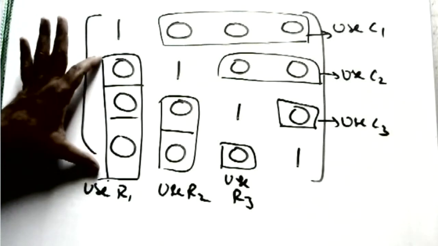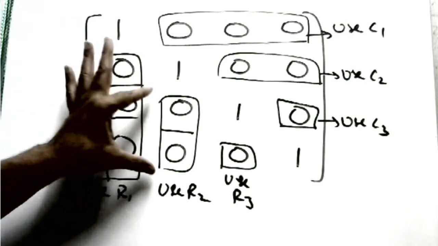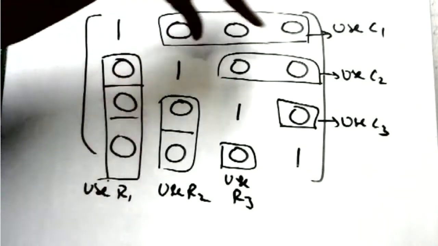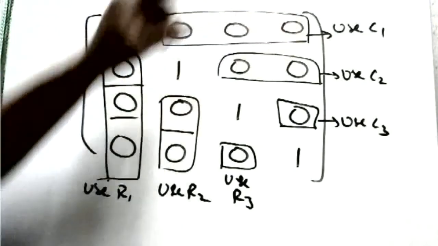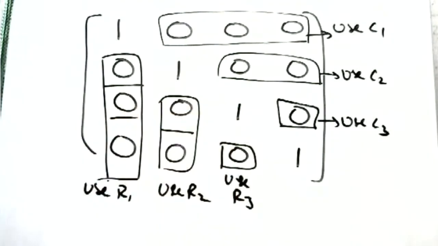Once more I remind you of this. First step, make these three zeros using R1. Then these three zeros using C1. Then these two zeros using R2. And these two zeros using C2. And this 0 using R3 and this 0 using C3, okay.